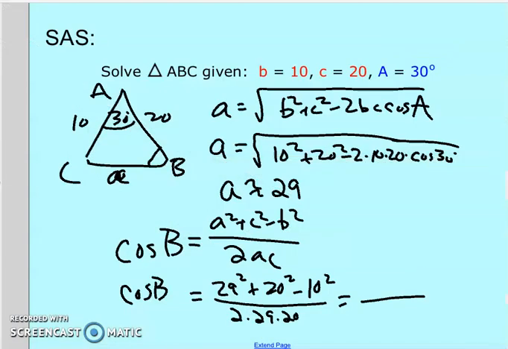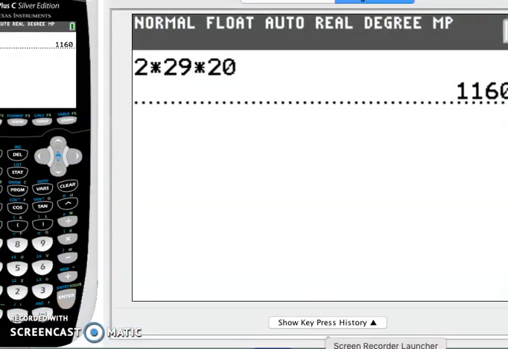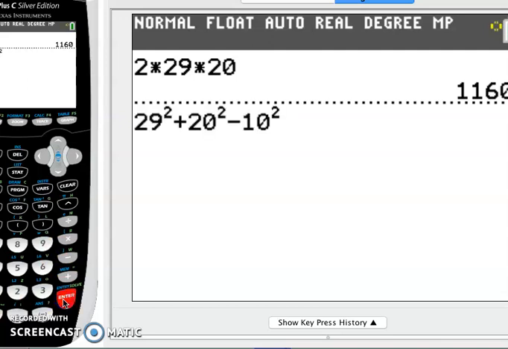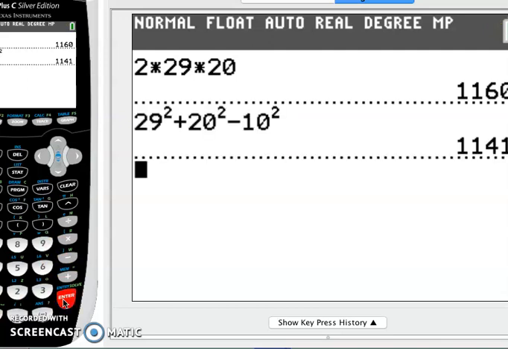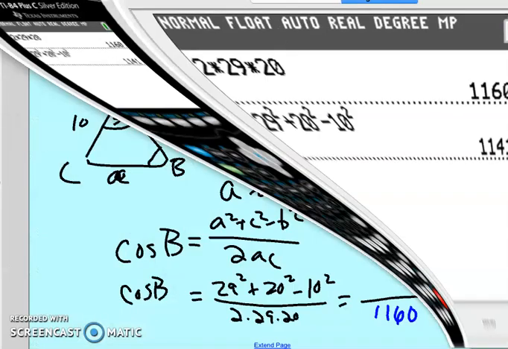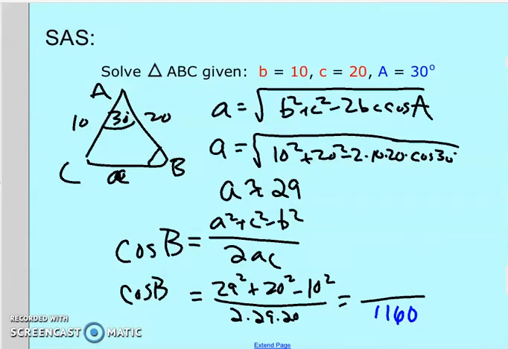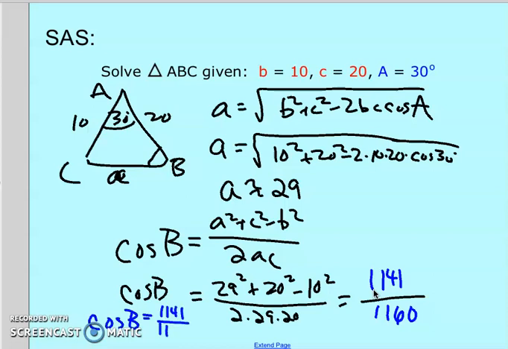And I can put that right down there. And then 29 squared plus 20 squared minus 10 squared gives me 1141. And now I know that the cosine of B is 1141 over 1160. And so to find B, I'm going to do the second inverse cosine of that again.